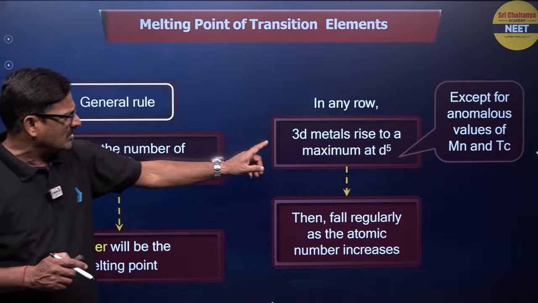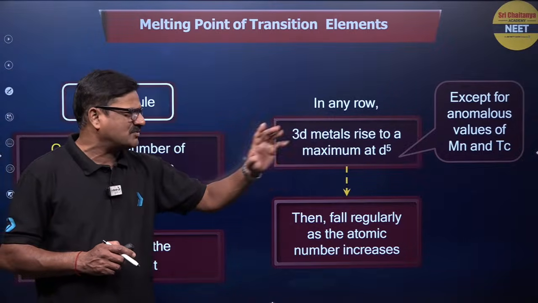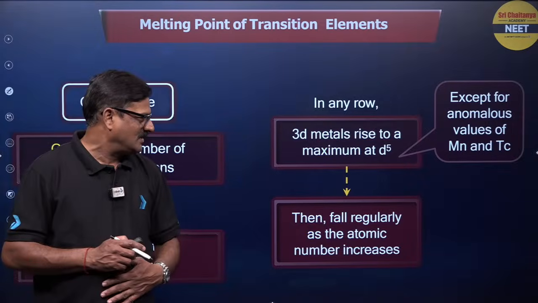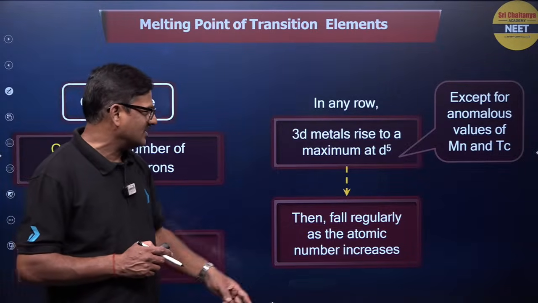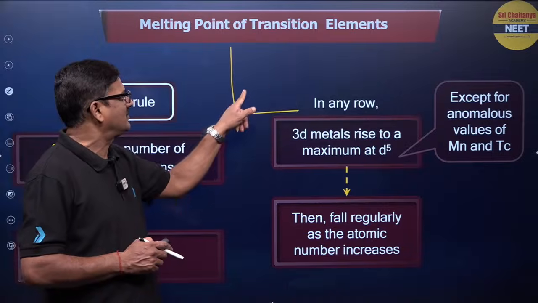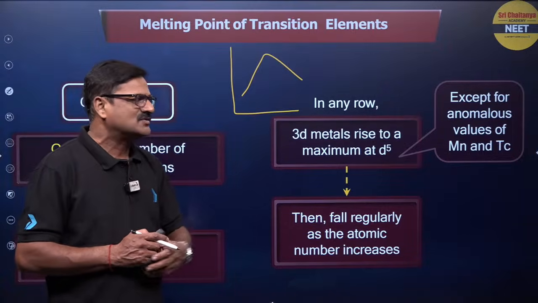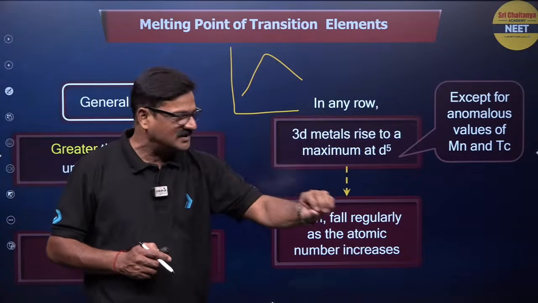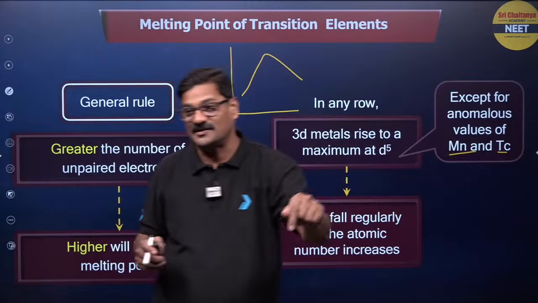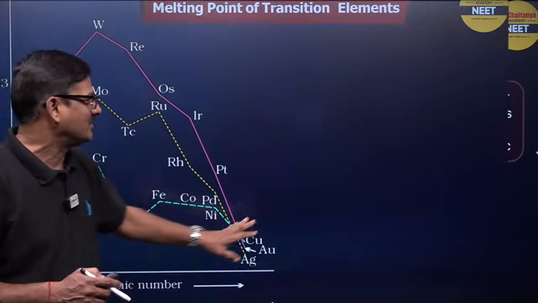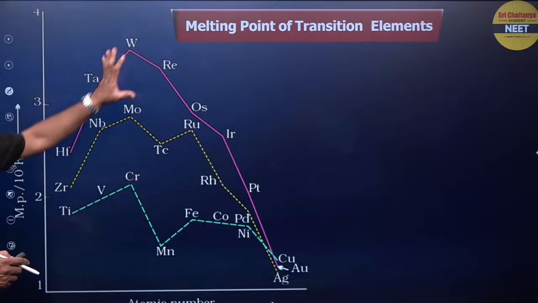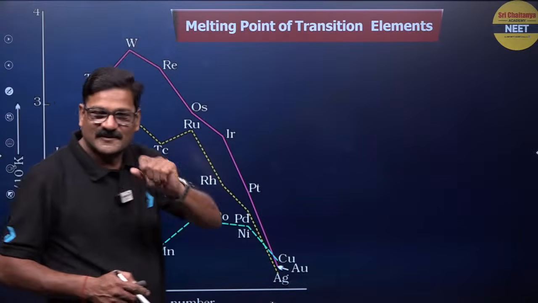In any row, 3D metals rise to the maximum at D5, then fall regularly. So when you see the melting point, the graph should come like this. Some exceptions are there, manganese and technetium. Manganese and technetium graph also I wanted to show here. When you see here, it is increased and decreased, isn't it?